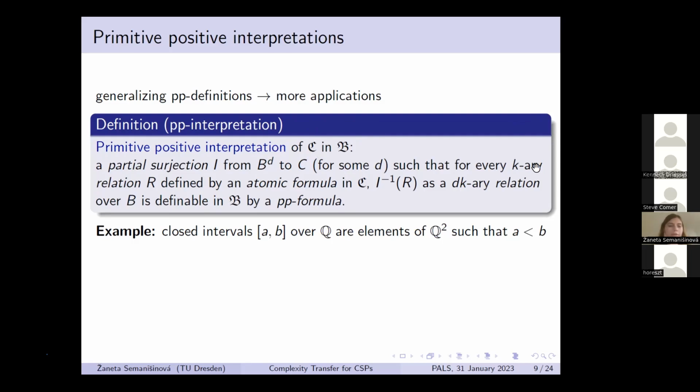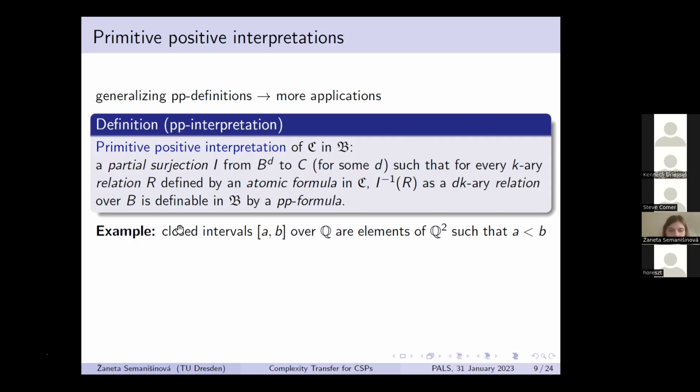So for every relation R that is defined by an atomic formula in C, and here we say atomic formula and not just from the signature, because we also want to define equality. And we would also like to have a formula for the domain of this surjection, which corresponds to truth in C, because that's a surjection. So the preimage of this relation, if it's regarded as a d times k-ary relation over B, should be definable by a primitive positive formula. So that's a primitive positive interpretation. And it's quite a natural concept.